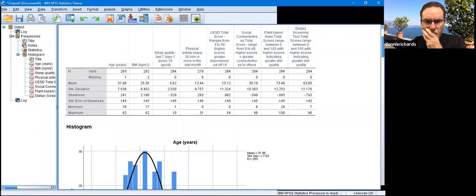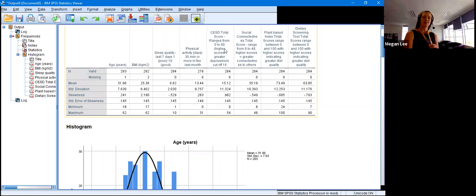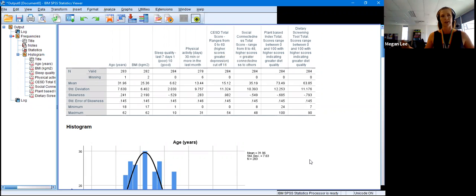The next one is our depression score. That's our dependent variable or our outcome. Scores on our depression scale range between 0 and 60. Higher scores mean you have more depression. And the cutoff, if we were going to dichotomize this, which we haven't, as it's continuous data, is 16. Anything over 16 indicates depressive symptoms. So can you tell me what our mean depression score is?